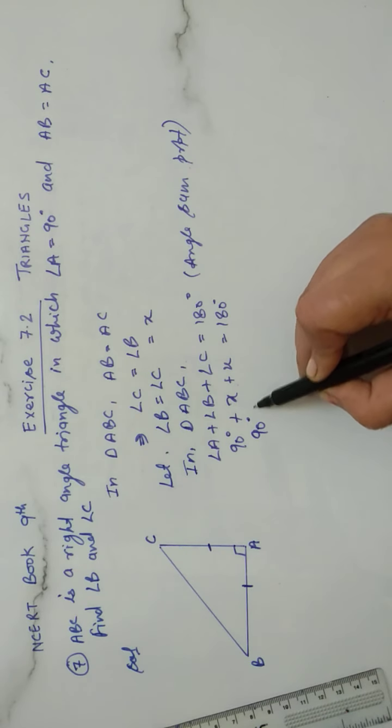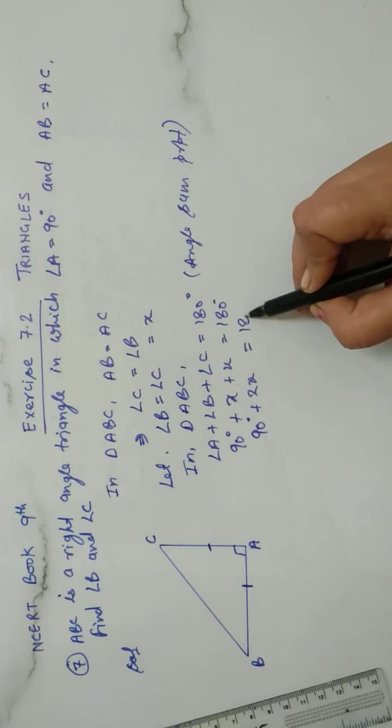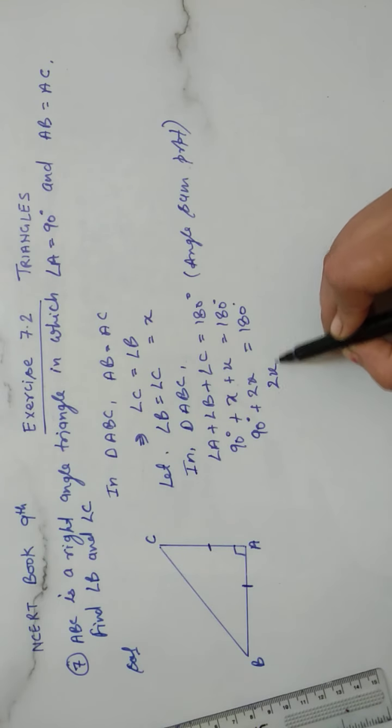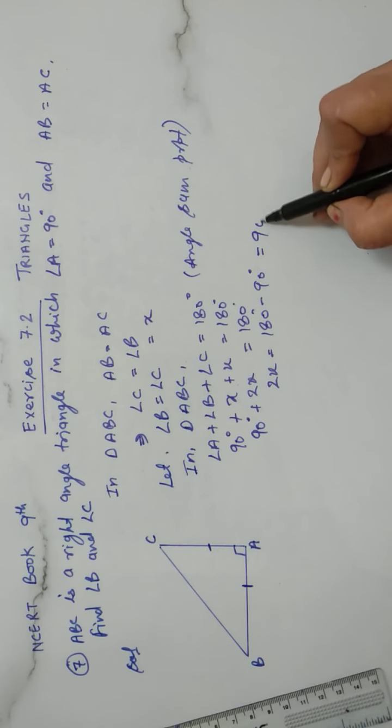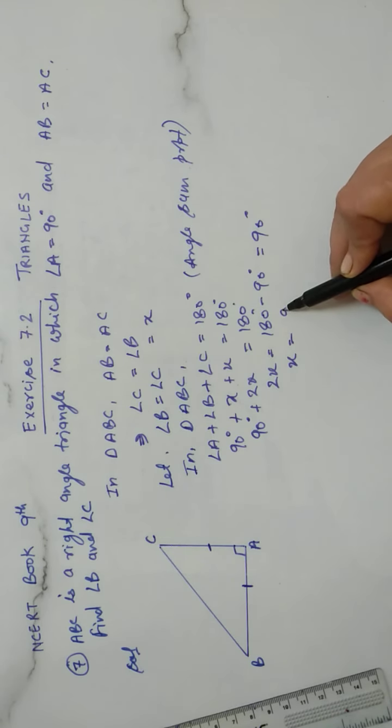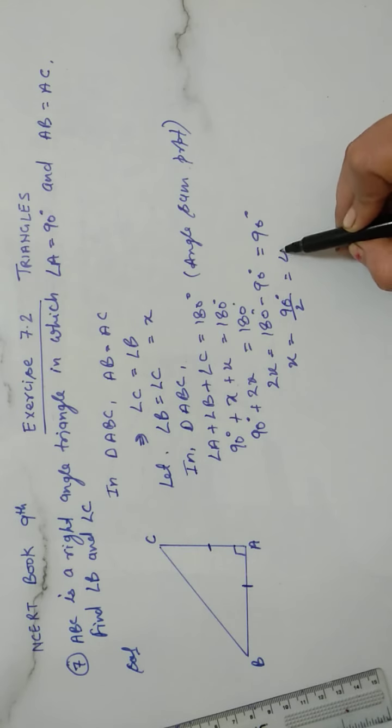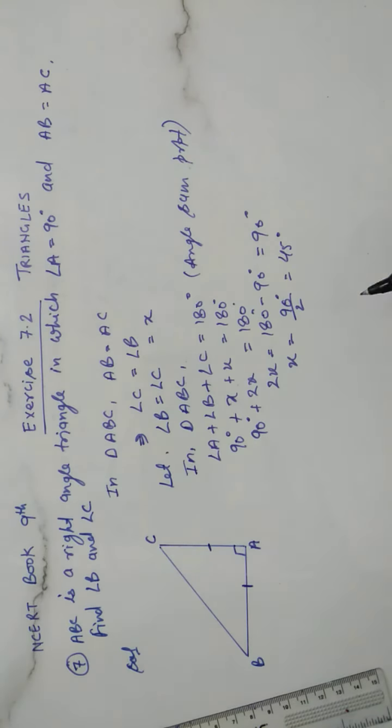Okay, so 90 plus 2x is 180. From here 2x is 180 minus 90. So we are finding it as 90 degree. So the value of x is 90 upon 2, that is 45 degree. So whatever we have to find out, that angle B and angle C, from here angle B is equal to angle C, which is equal to 45 degree. So this 45 degree is our answer for this question. Whatever the unknown angles are, their value is 45 degree.